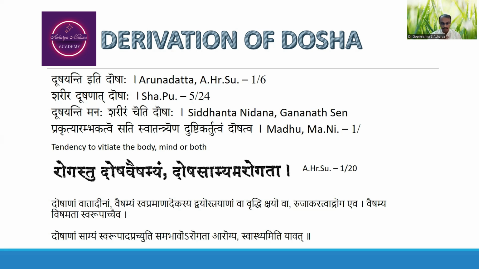Vaishamyam vishamata sarupachaya. So that means the abnormal proportion of these dosha is termed as Vaishamya. When there are abnormal proportions of either Sharirika dosha or Manasika dosha, in their decreased quantity or in their increased quantity, that is termed as roga. Doshanam samyam sarupad aprachiti samabhavu arogata arogyam. So that means if they are doing their functions in their normal proportions, that is termed as swasthya or arogata, or absence of the disease itself.